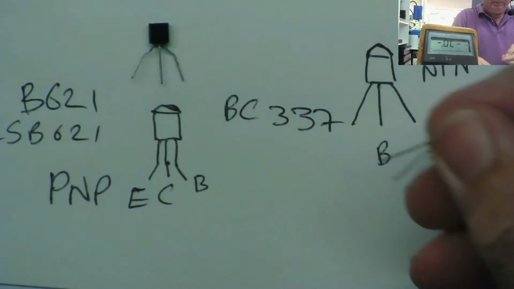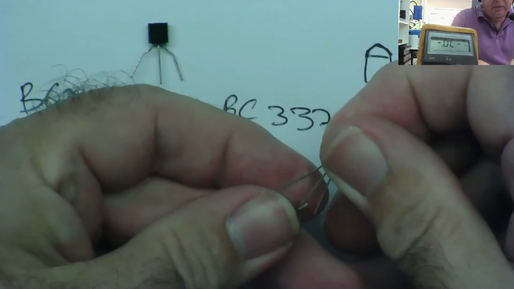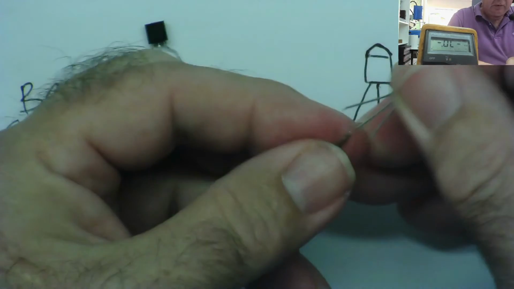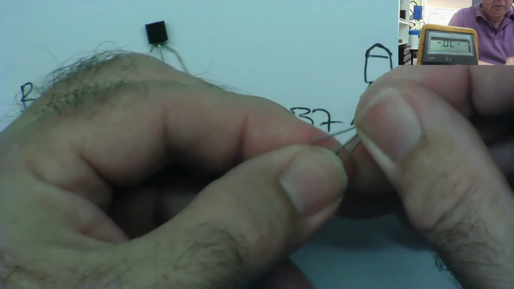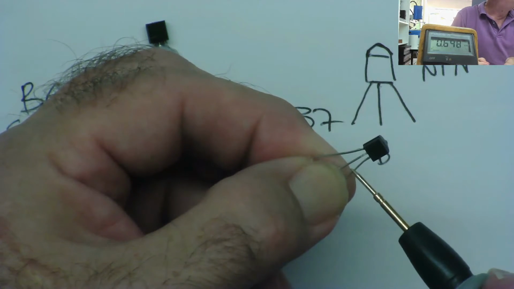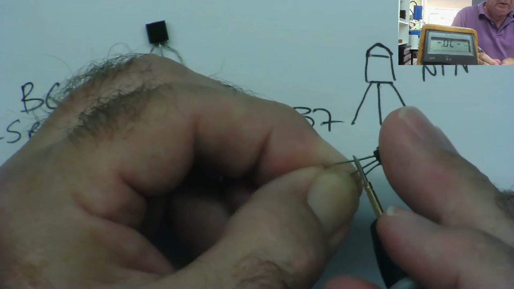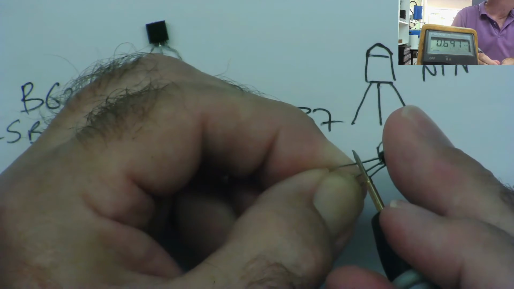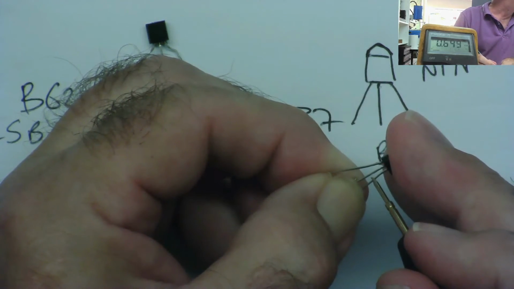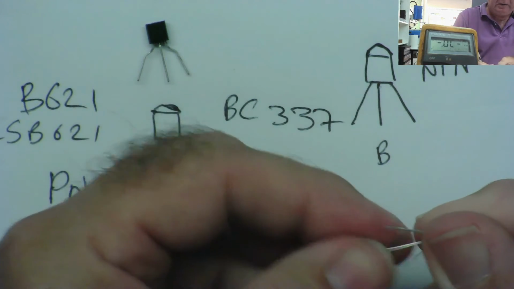We know it's NPN, and we know the base is in the middle. Again, can we find the emitter? Hold this on there. And let's see again what we got. So to this end, 648, 649, 647. Not a lot of a difference, but one is slightly higher than the other, and the one that's slightly higher than the other should be the emitter.